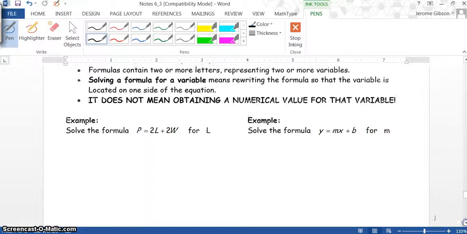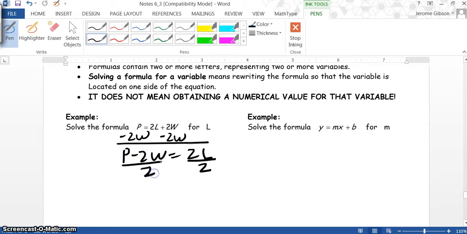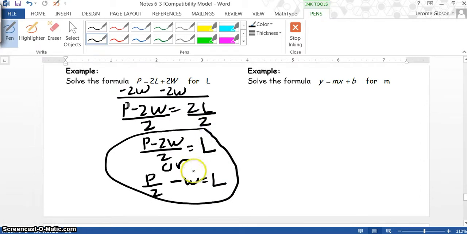So let's take a look here. It says solve the formula P equals 2L plus 2W for L. That means we want to get L by itself. So we will subtract 2W on both sides. And we have P minus 2W is equal to 2L. Now we'll divide each side by 2. And we have P minus 2W over 2 is equal to L. Now you can have this as your answer, or we could separate this, and it'll be P over 2 minus W is equal to L. Either one of these would be your final answer.